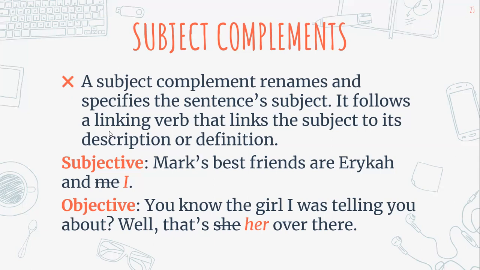So objective case now. You know the girl I was telling you about? Well, that's she over there. Obviously, we know that this sentence cannot be right, because we don't speak like this unless it's incredibly informal or if you're using some type of Creole. But in standard English, as they call it, you would have to read, you know the girl I was telling you about? Well, that's her over there. Objective. The sentence specifies who the girl is. So it's basically answering itself right here.